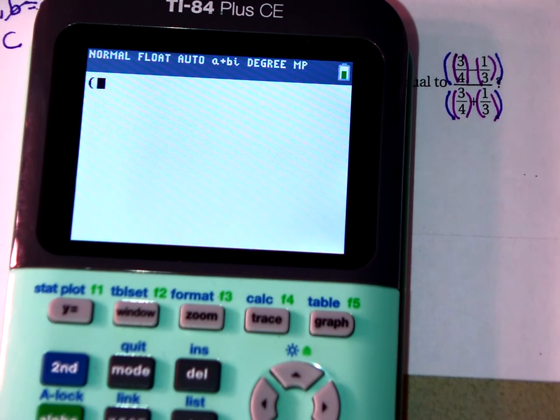So the first parenthesis represents this blue. I'm opening up the numerator. The second parenthesis, I'm opening up my first fraction, so 3 divided by 4. I'm going to close it, minus, open my new set, 1 over 3.